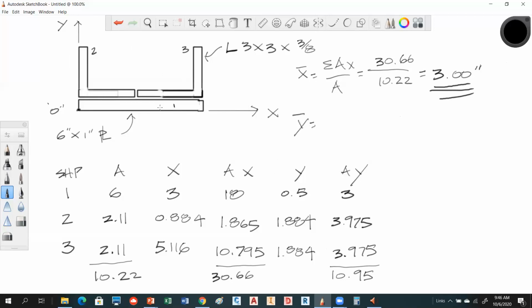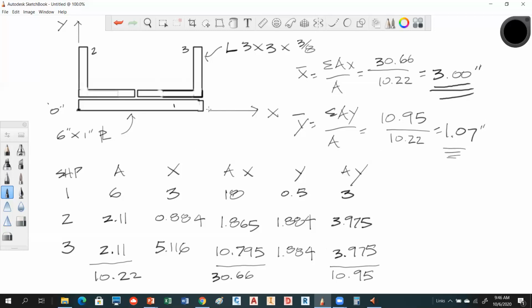Now Y is going to flip up here somewhere depending on how long that angle is. We might find Y actually above this. We'll see what happens. So we've got 10.95 divided by 1022. I get 1.07 inches.